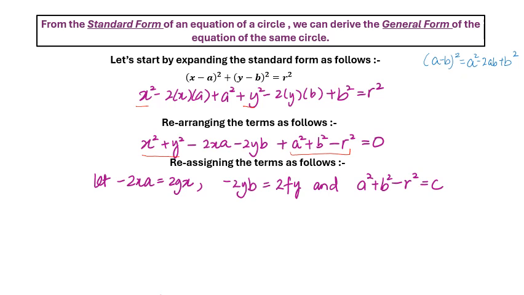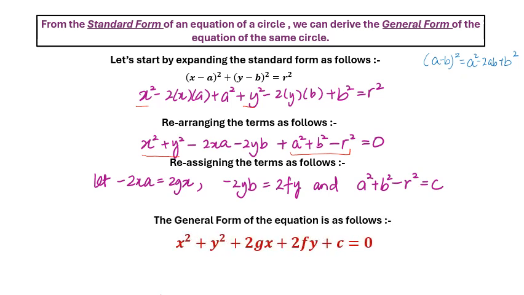Right, so with all this new representation, how do you think it will look? Yes, it will look like x squared plus y squared plus 2gx, because we've replaced the negative 2xa by 2gx. And we've replaced the negative 2yb with plus 2fy, and plus, of course, c equals 0. So with this new general form, I need to find the new center, and I also need to find the radius. So what do you think the center will be?